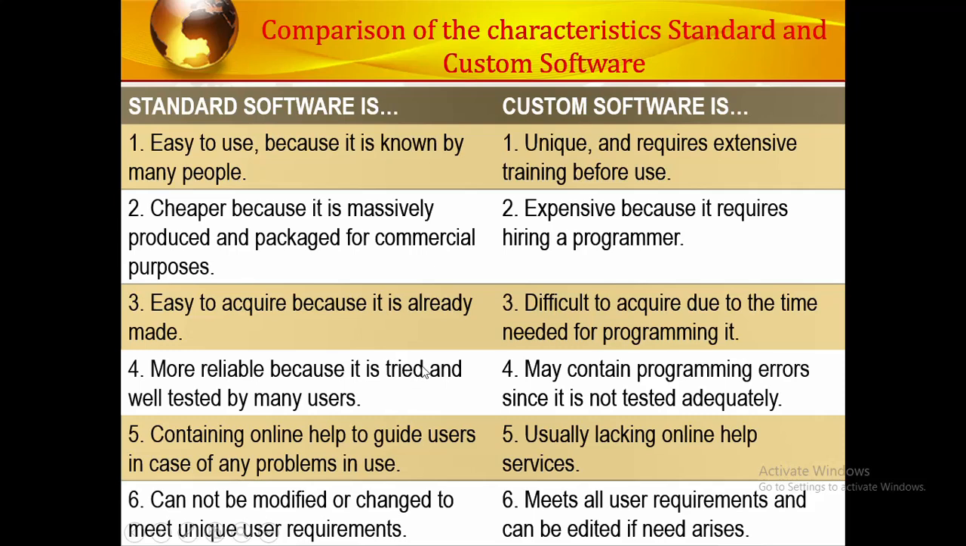Standard is more reliable, while custom may contain many programming errors. Standard contains online help to guide users, while custom usually lacks online help services. Standard cannot be modified, but custom will meet all user requirements because it can be edited if needed. So this is the difference between standard software, which is already made, the off-the-shelf software, and custom-made software, which is designed according to the user's request.